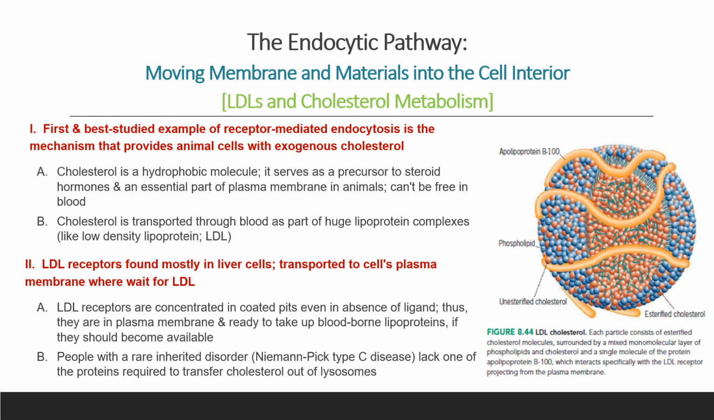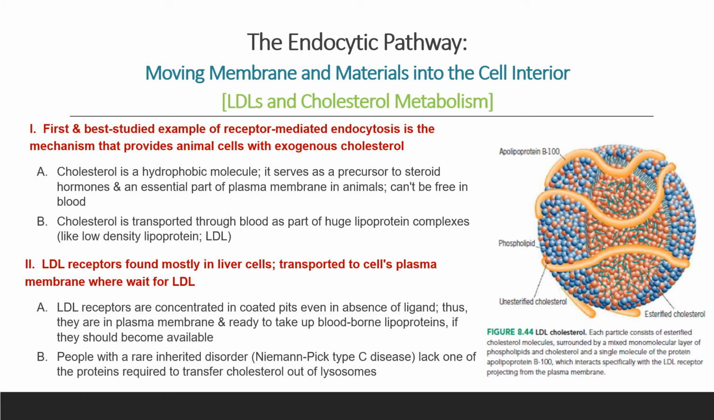So next, we have the LDLs and the cholesterol metabolism. So first, and best studied example of the receptor-mediated endocytosis is the mechanism that provides animal cells with exogenous cholesterol. So cholesterol is a hydrophobic molecule which serves as a precursor of the steroid hormones and an essential part of the plasma membrane in animals, and it can't be free in the blood.